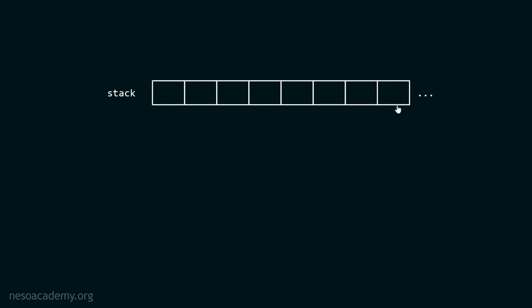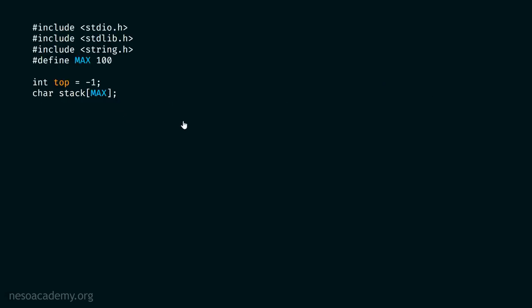This is an array, and here we have all these memory locations, right? And the dots represent that, of course, the stack has more memory locations. Obviously, the stack is capable of holding 100 characters. We already know that MAX is defined as 100. After this, of course, the next step is to define our main function.